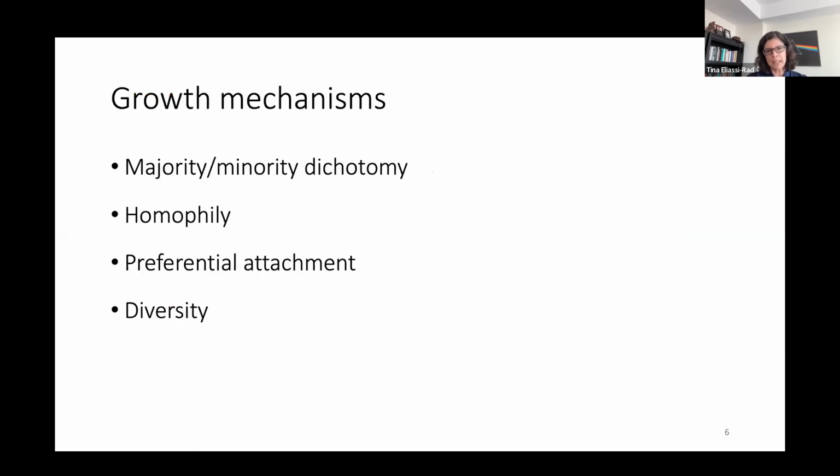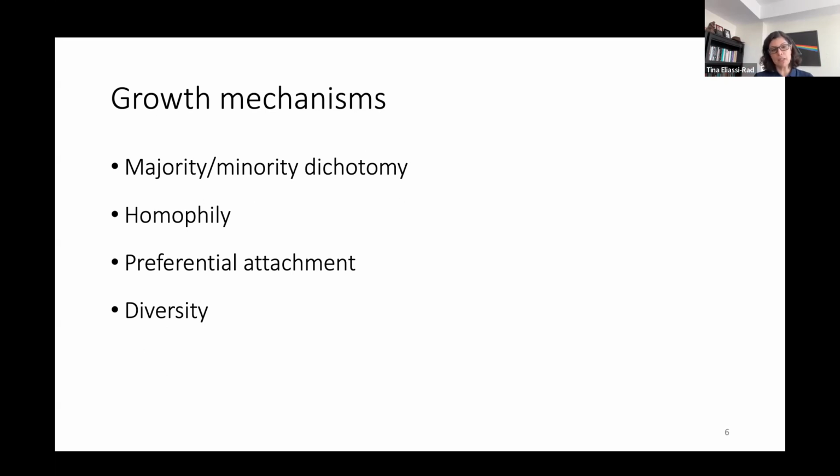So what are the growth mechanisms that we look at? We look at the dichotomy between the majority versus minority. As I said, in these social networks, we're going to assume that you have two mutually exclusive groups. One is the majority, the other one is the minority. And for now, you can assume that the minority is just like, if I have 100 nodes, the minority are less than 50% of the nodes, and I will quantify this, and the majority is the rest.